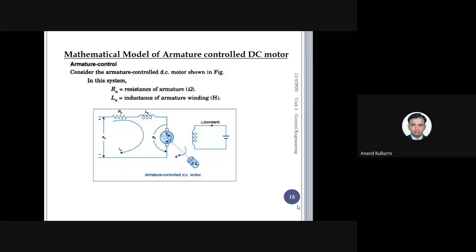Before starting this, you should have some basic idea about a DC motor. A DC motor is a direct current motor. As you know, there are two types of motors which are commonly used: one is DC motor, one is AC motor. In AC motor, there are two types once again, that is AC induction motor and AC synchronous motor.